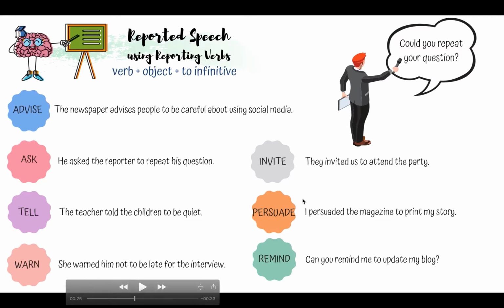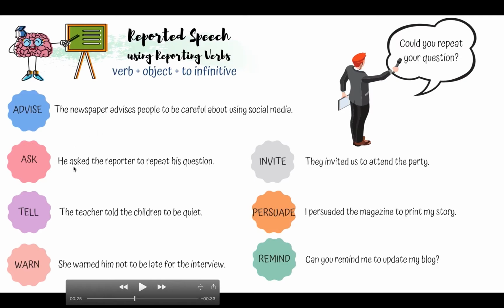But to do so, we have to follow this pattern, this formula. So, the newspaper advises people to be careful. So this is our verb, advises. People is our object. To be is our to-infinitive, so our infinitive is be. Our object is people, and our reporting verb is advises.